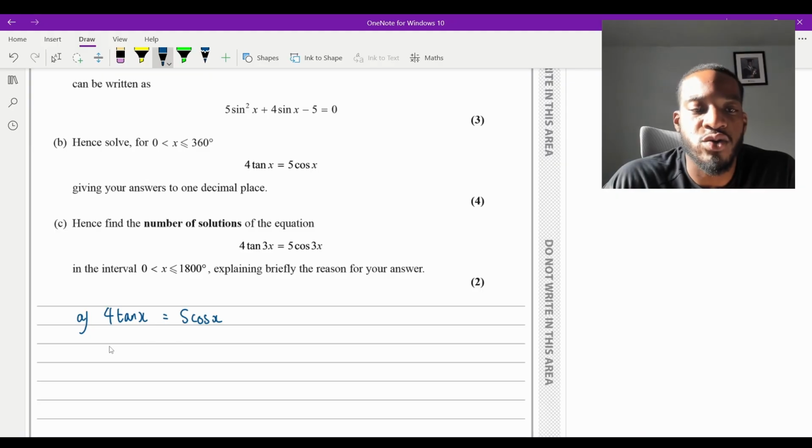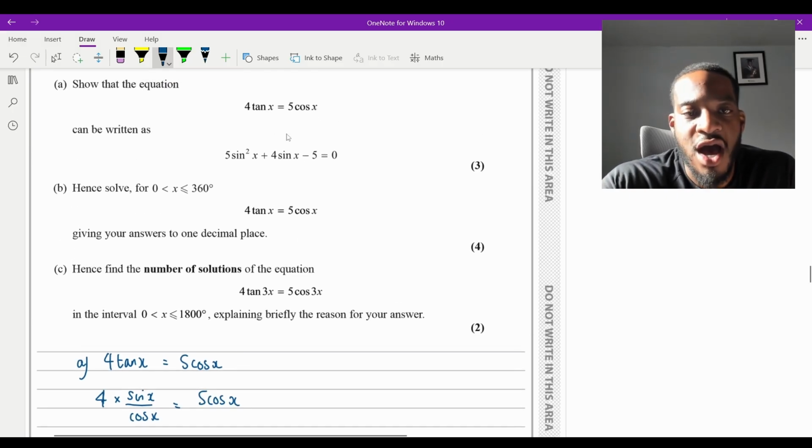Now, based on what we have, we've got a tan x here. So firstly, what I would do is rewrite that tan as sin over cos. So it becomes 4 times sin x over cos x. This has to equal 5 cos x. That's the first thing. Now, remember, you're dealing with a show that question. Have a look at your show that: it's all in terms of sin. So what you want to do is get everything in terms of sin. We've created a sin from the sin over cos, so this is good progress.